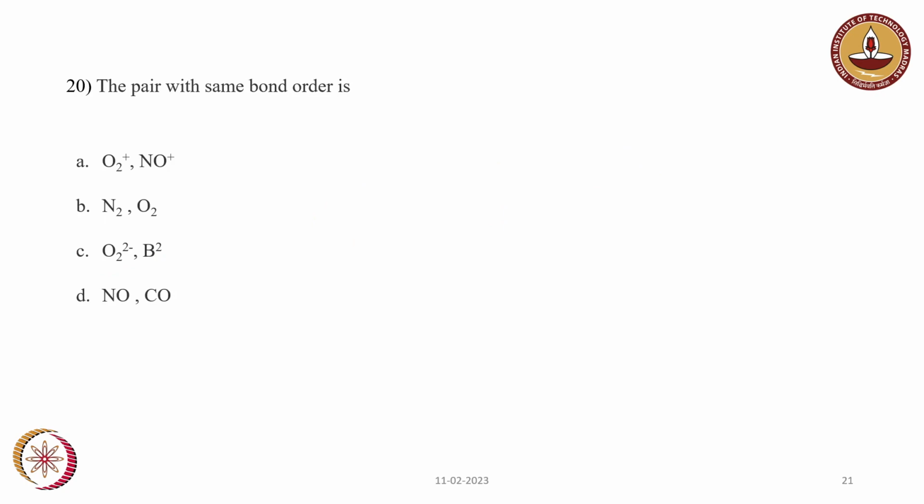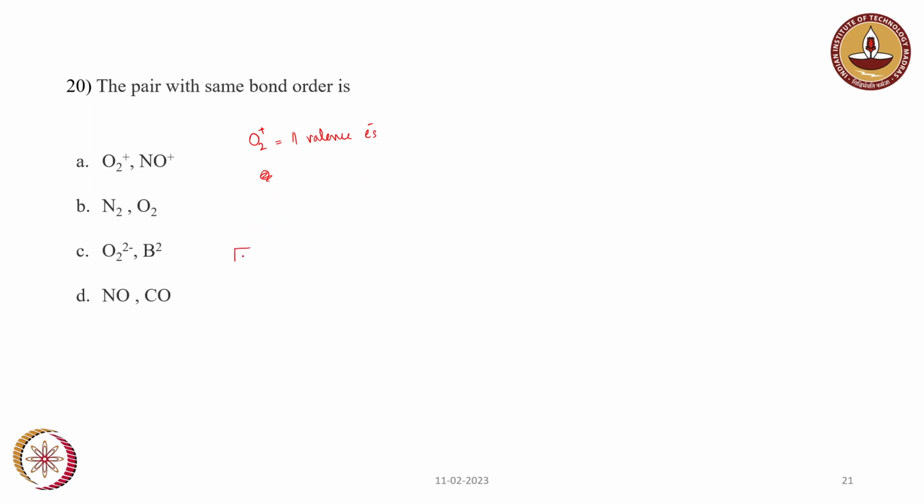And the next question is, the pair with the same bond order is. So we'll start with O2+. In O2+, there are 11 valence electrons, which means one oxygen remains as oxygen, and the other one is O+. So we'll write the molecular orbital structures.